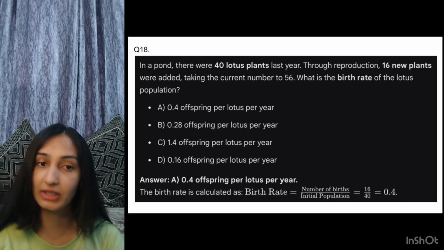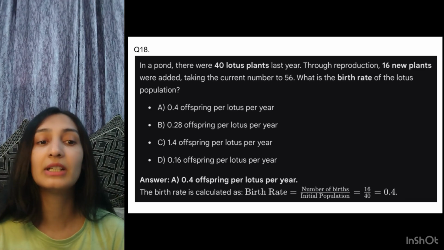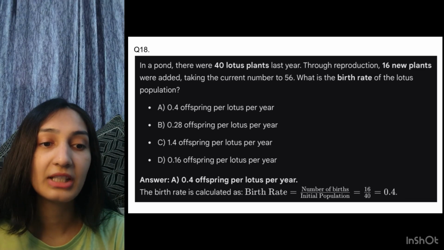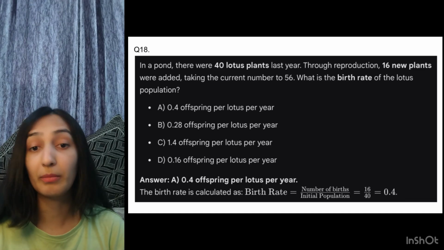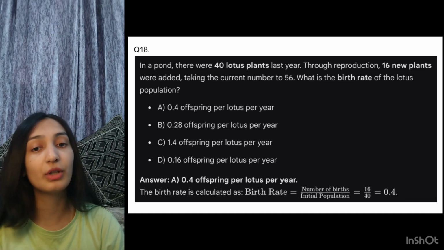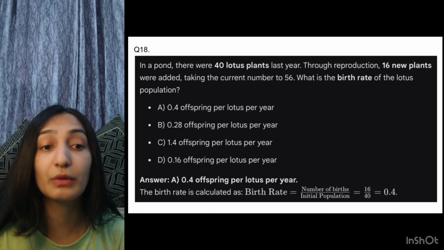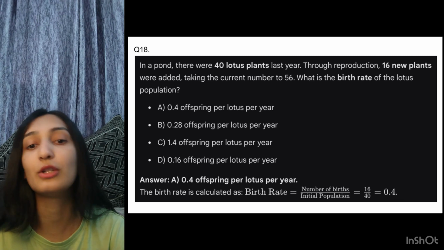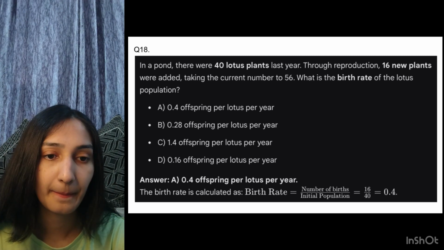So how did we calculate this? The birth rate is calculated as number of births divided by initial population. So number of births were 16. Initial population was 40. So 16 divided by 40 is 0.4.